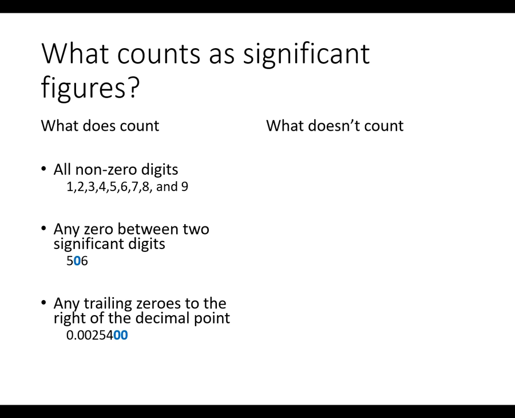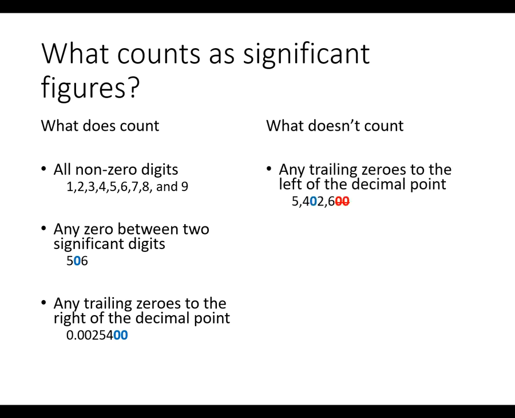So what does not count as a significant figure? Any trailing zeros that are to the left of a decimal point. For example, this number, I have 5,402,600. Are those last 3 digits rounded to 600? Or is it really 572 or 641? I don't know. All I know is that at least those last 3 digits are at least rounded to 600. Therefore, I don't know if those last two zeros are accurate or not. So they are not significant.